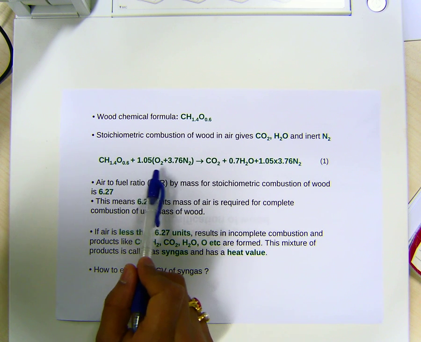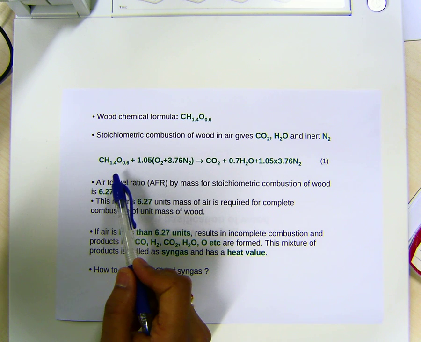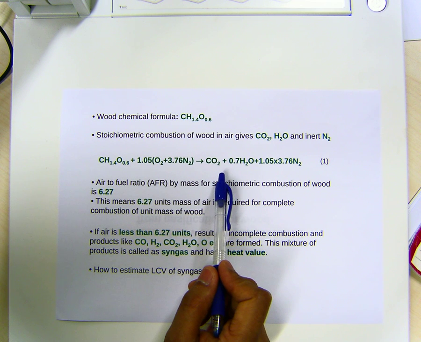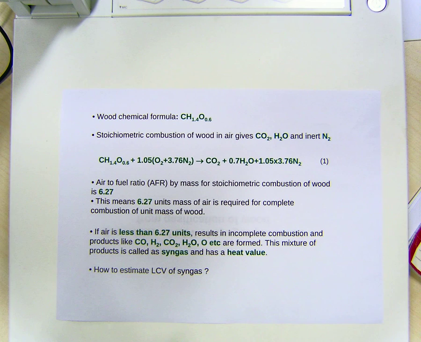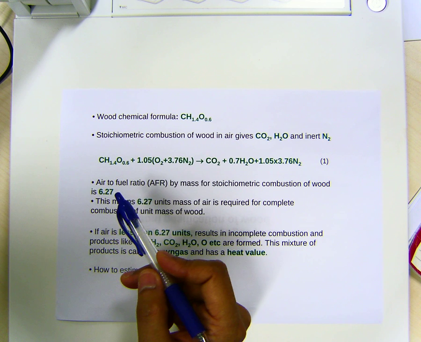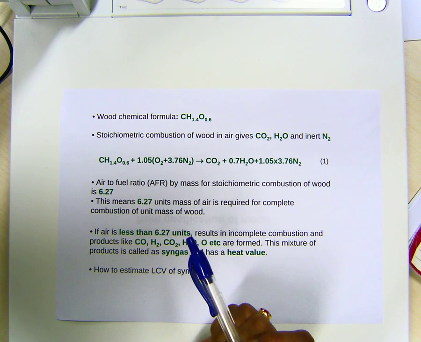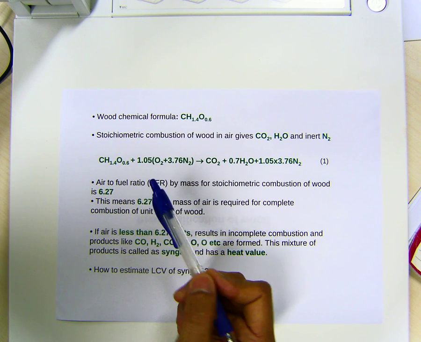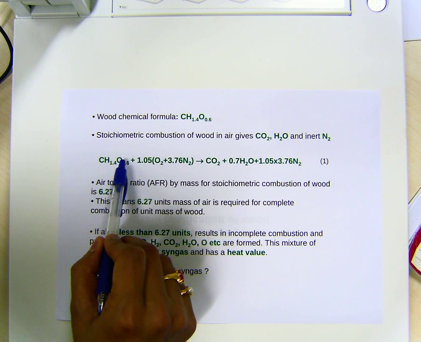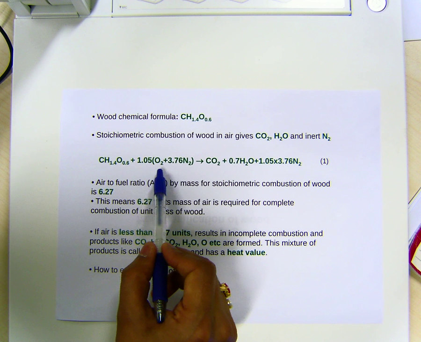1.05 moles of air required for complete burning of 1 mole of wood, which produces 1 mole of carbon dioxide and 0.7 moles of water. So what does it mean actually? We can also calculate the air fuel ratio of this stoichiometric combustion of wood, by mass, meaning the mass of air that participates upon the mass of wood that participates. We can always calculate the mass of air when you know the number of moles participating.